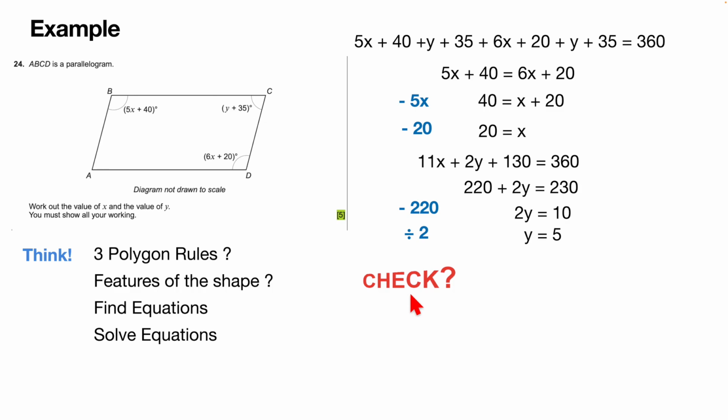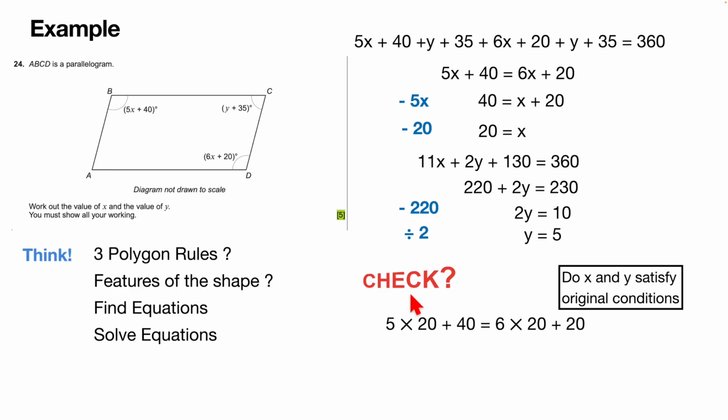Of course, we're going to check it. So do x and y satisfy the original conditions? Well, does that equal that if x equals 20? 5 times 20 plus 30 equals 6 times 20 plus 20. Yes, it does. And the other big equation, which is which one?